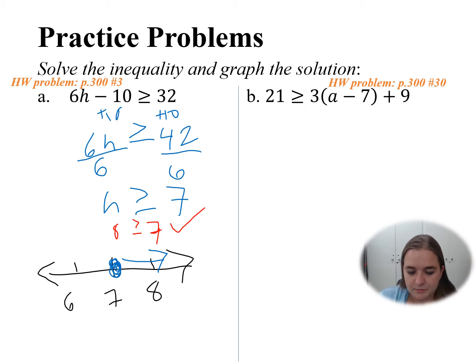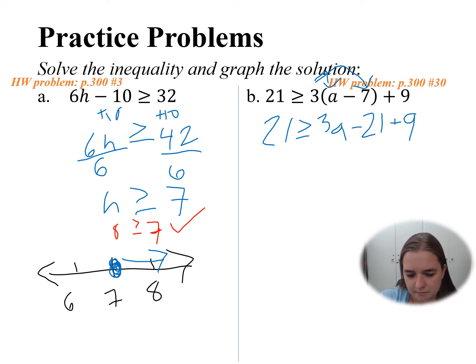If I do this next one, again a homework problem, page 30, number 30 this time, I'm going to follow my equation solving skills. The first thing I need to do is get rid of those parentheses. Just like with my equations, I can use my distributive property to simplify inequalities. And I get 21 is greater than or equal to 3 times a minus 3 times 7 plus 9. Well, I get 21 is greater than or equal to 3a. I have a minus 21 and a positive 9. So I get a minus 12.